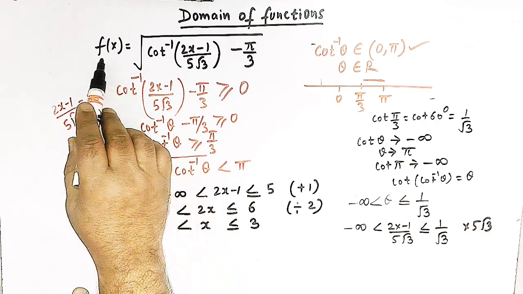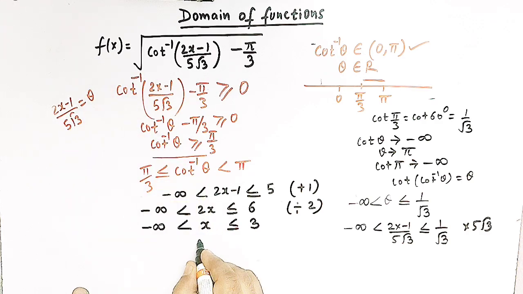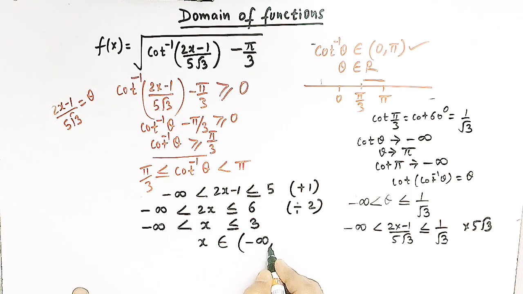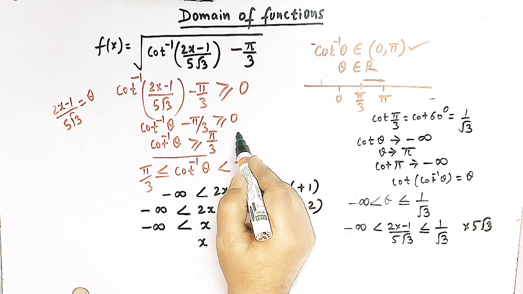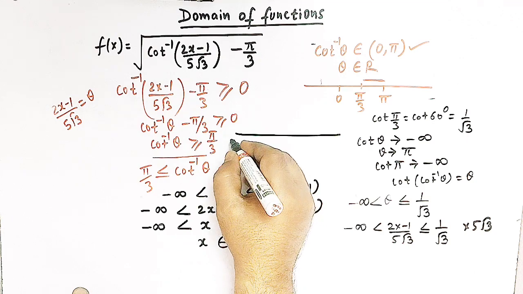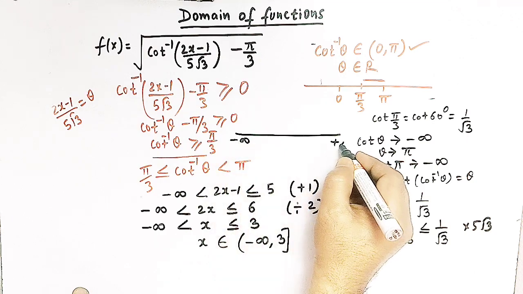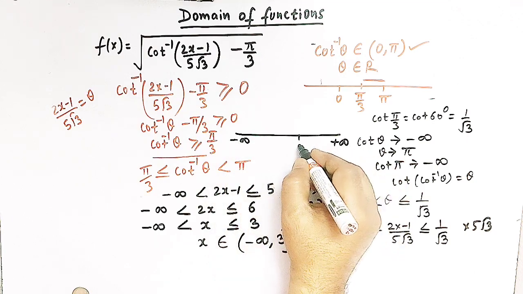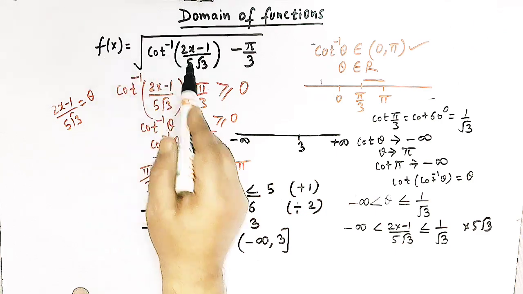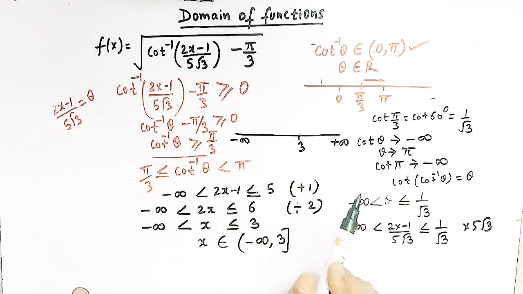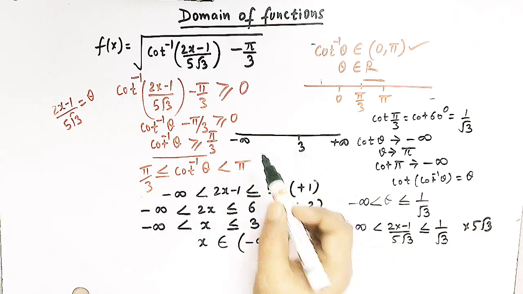So viewers, the domain of this function is given by this interval, that is x belonging to the interval minus infinity to 3, and here 3 is included, right? So here if we have the real number line, then here we have 3. So the domain of this function is from minus infinity to 3.